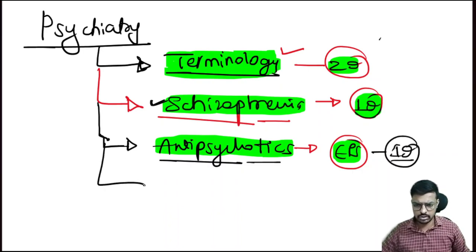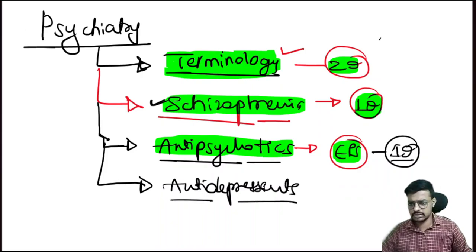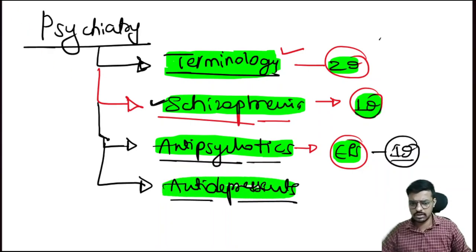Okay, so most important. Then what do you have to study, sir? There are the antidepressant medicines. In antidepressant medicines also, questions come repeatedly, as drug of choice and management. So that is most important, right?